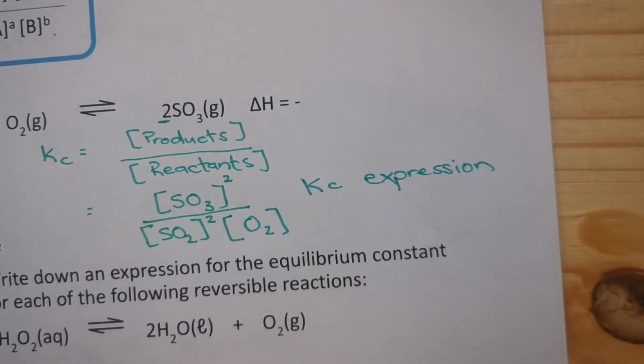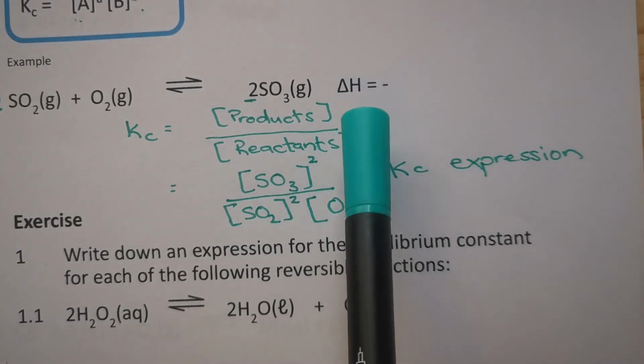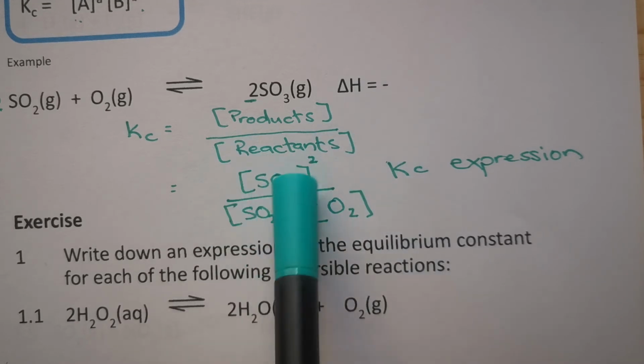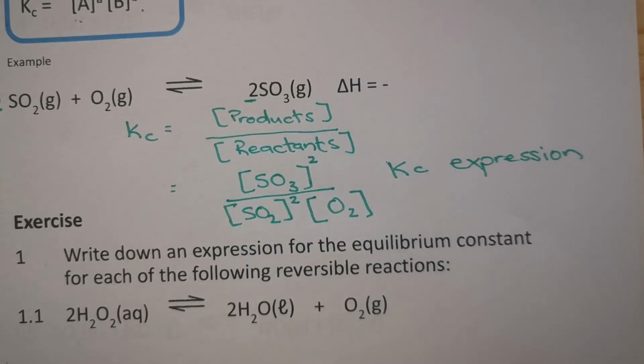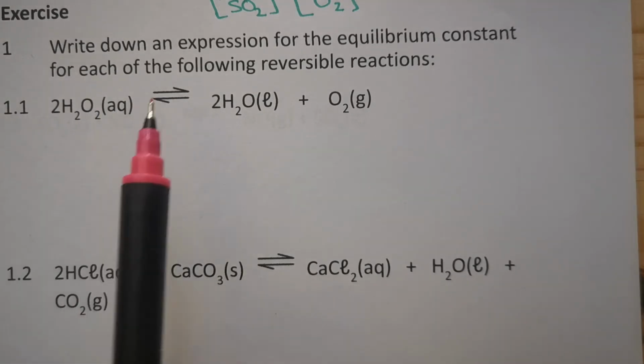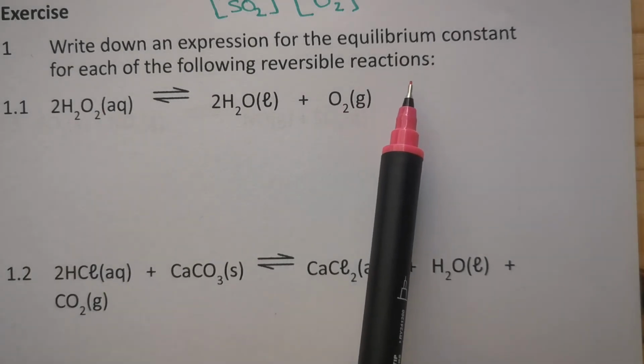for this particular reaction. Okay, and we always start off by writing that Kc expression. Just to recap, products, concentration of products over concentration of reactants, in the square brackets raised to the power of the number in the balanced equation. Okay, we are now going to do a couple of exercises. We're going to write down an expression for the equilibrium constant for each of the following reversible reactions.